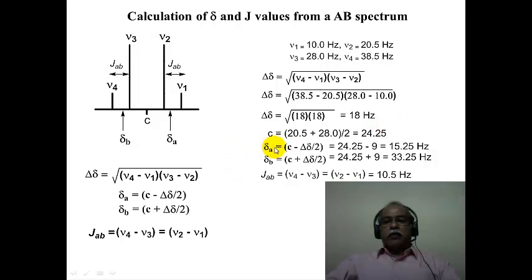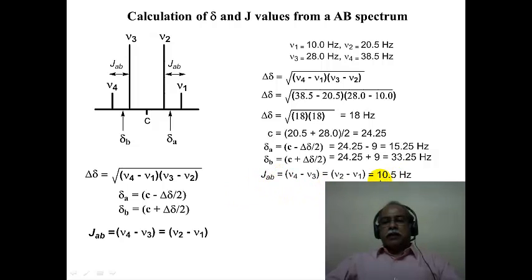Therefore, delta A would be C minus delta delta divided by 2, which is 24.25 minus 9, which is 15.25 Hz. Delta B corresponds to C plus delta delta divided by 2, which is 24.25 plus 9, which is 33.25 Hz. So delta A and delta B are extracted from this information in terms of Hz. Now, if you divide by the spectrometer frequency, one obtains the corresponding values in parts per million.